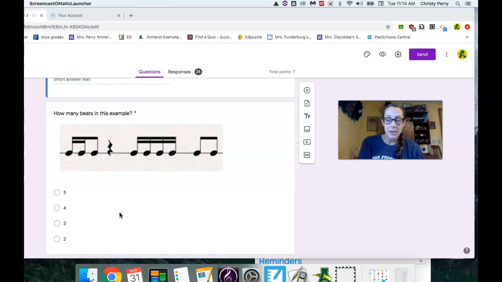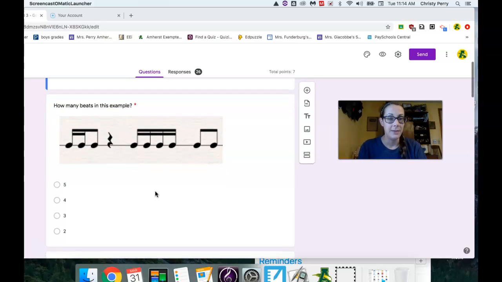Okay, so let's take a look at the worksheet that I asked you to complete. And this first example, it says how many beats are in this example. So my eyes are kind of looking at the beats. These are all beamed together. That is beat 1, 1 E and. Beat 2 is a quarter rest. It is a count of silence and it still counts. It's a beat of silence. 3 E and a. 4 and. So that measure has 4 beats in it.